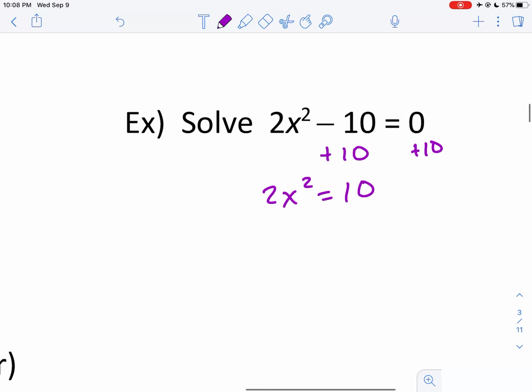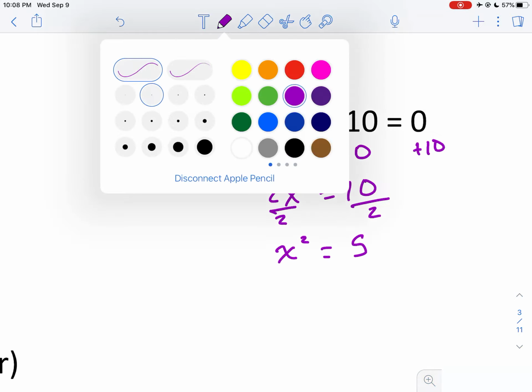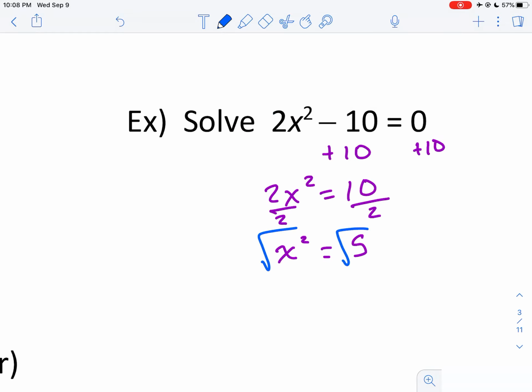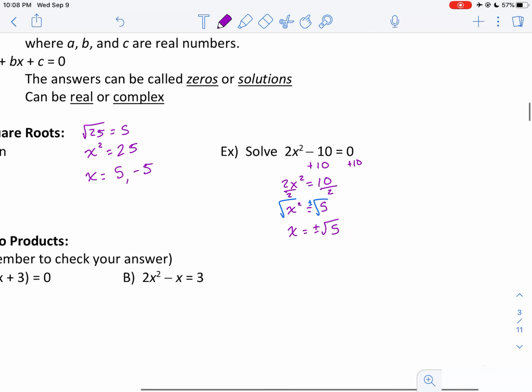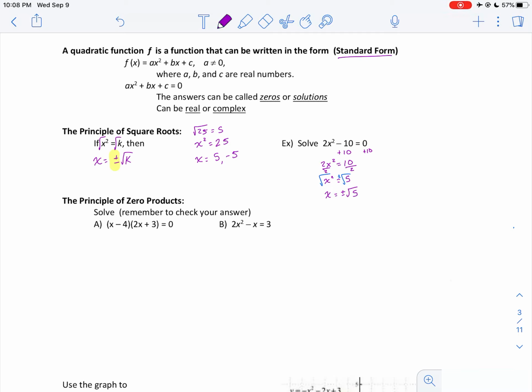Just add 10 to both sides, divide both sides by 2, you get x squared equals 5. The final step here then is to take the square root of both sides, and don't forget that plus or minus part. So in this case, x equals plus or minus the square root of 5. If you check your work, you can plug the plus or minus square root of 5 back in for the x, and you'll find that it works for either solution. So one strategy, I'm going to call this method 1, for solving is just using square roots.